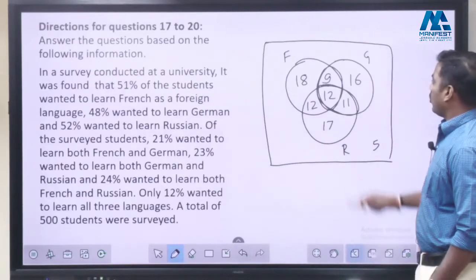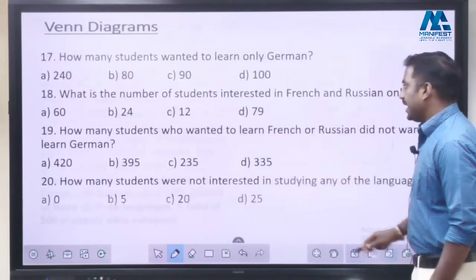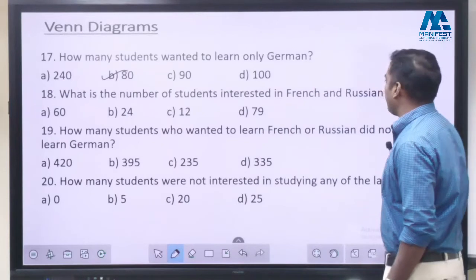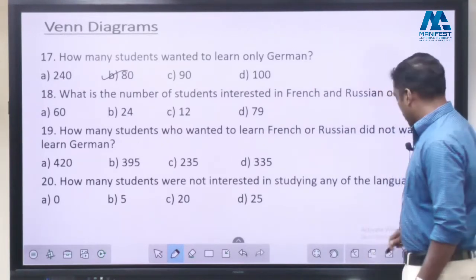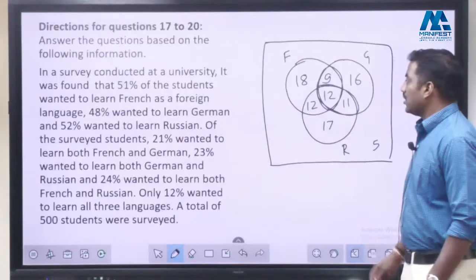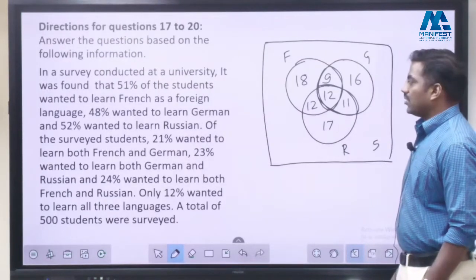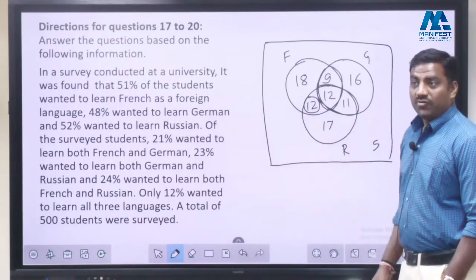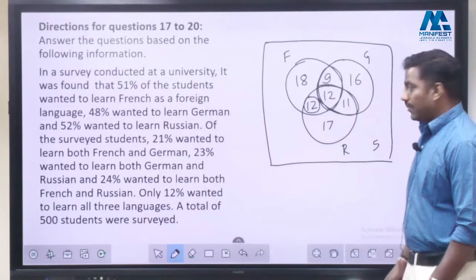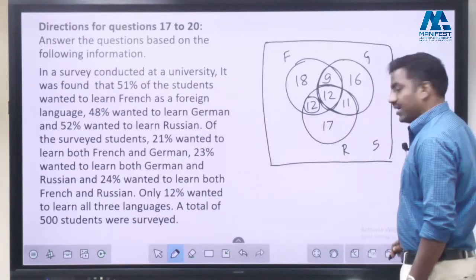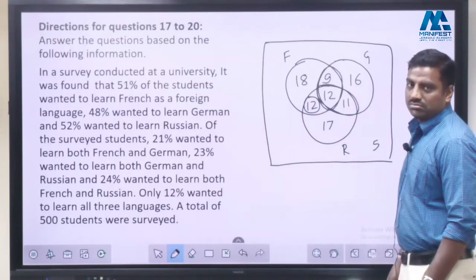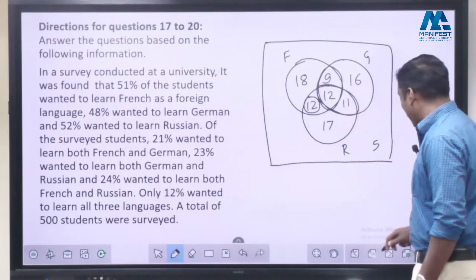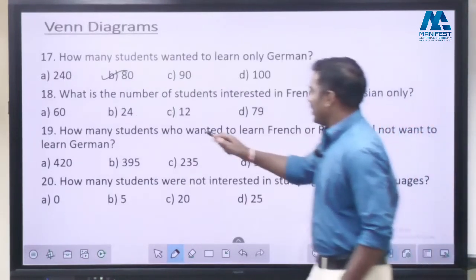German, na? Okay, I took French. So 16% of 500 is 80. I'm sorry. What is the number of students interested in French and Russian only? Now your favorite area comes. French and Russian only. Not 24. French and Russian only. Okay. So 24% of 500. I'm sorry. 12%. I'm sorry. 12% of 500 is 60.